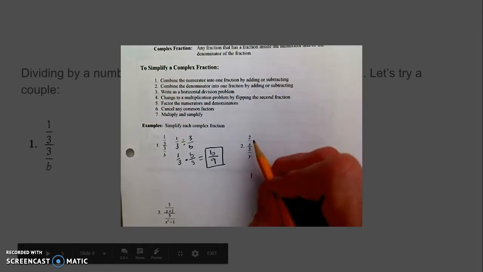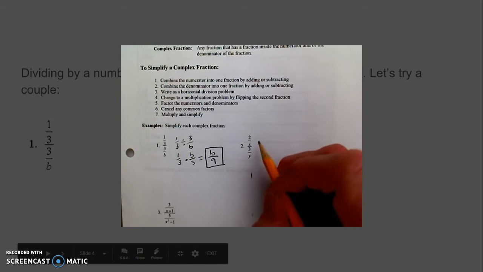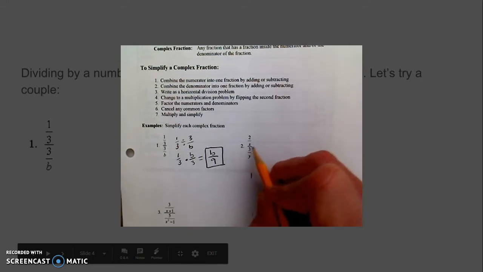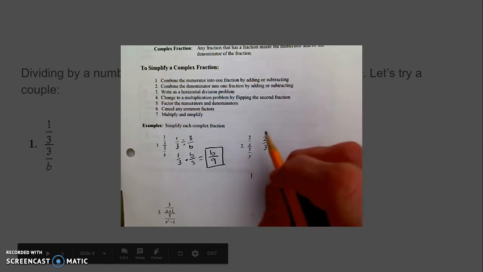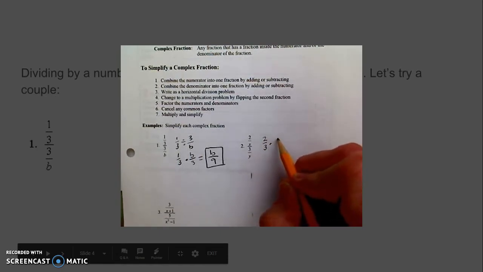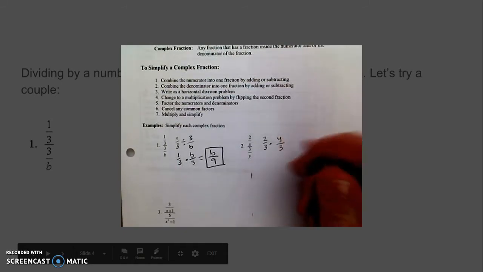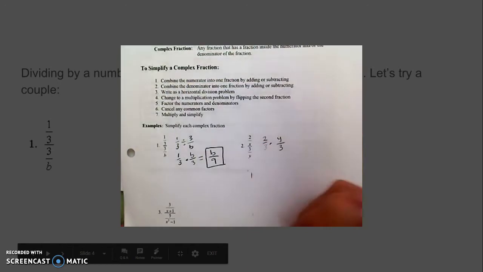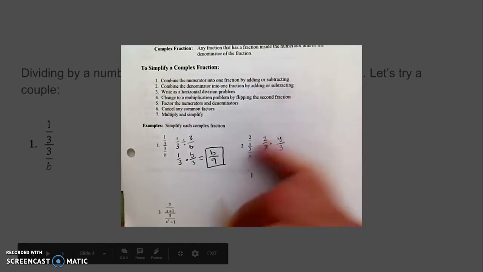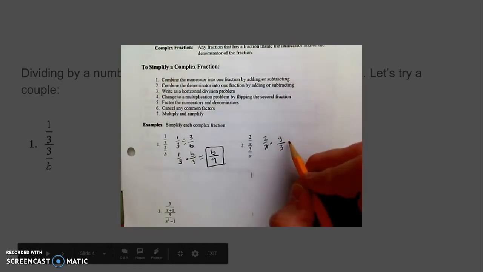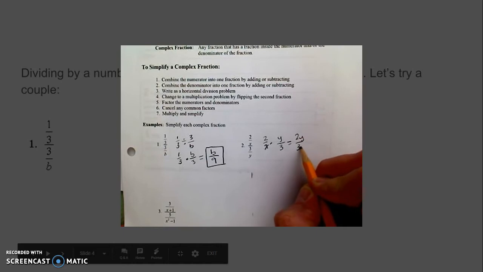Let's try another one. 2 over x divided by 3 over y. There's nothing to combine here, so we're going to rewrite this. 2 over x, and the second expression, 3 over y, I'm going to write the reciprocal, y over 3. Okay. And again, no common factors here that I can divide out, so 2y over 3x.